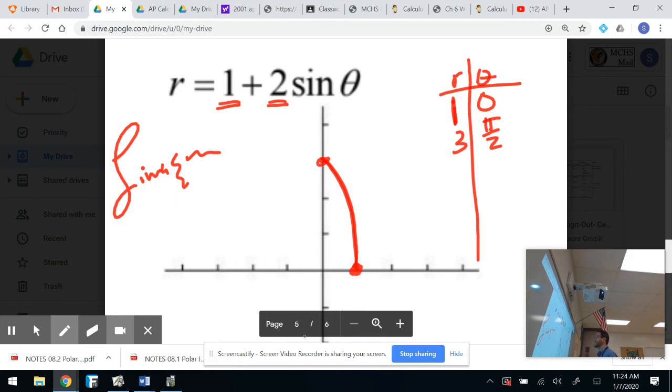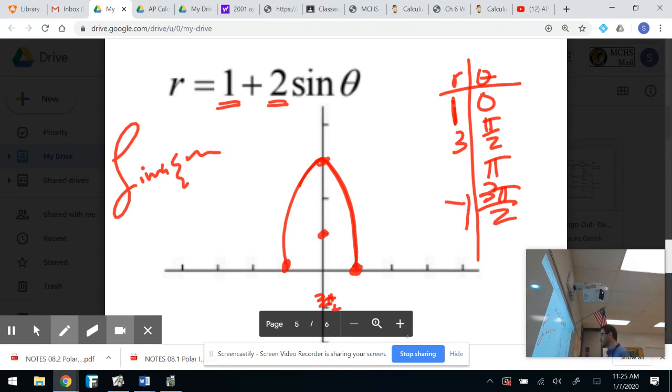If I go to pi, that gives me a 0. It gives me a 1. So it gives me there. I probably should have gone by halves, but that's okay. Now here's where it might get a little bit tricky, because if I go 3 pi over 2, it gives me a -1. So 3 pi over 2 is right here. That'd be the positives. -1 means it would be right there.